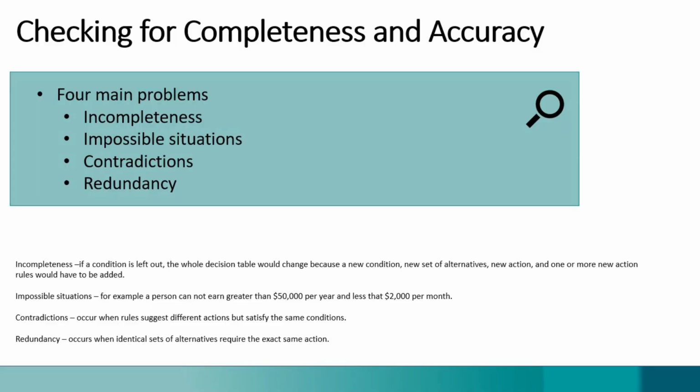Checking for completeness and accuracy. Incompleteness: if a condition is left out, the whole decision table would change because a new condition, new set of alternatives, new action, and one or more new action rules would have to be added. Impossible situations: for example, a person cannot earn greater than $50,000 per year and less than $2,000 per month. Contradictions occur when rules suggest different actions but satisfy the same conditions. Redundancy occurs when identical sets of alternatives require the exact same action.